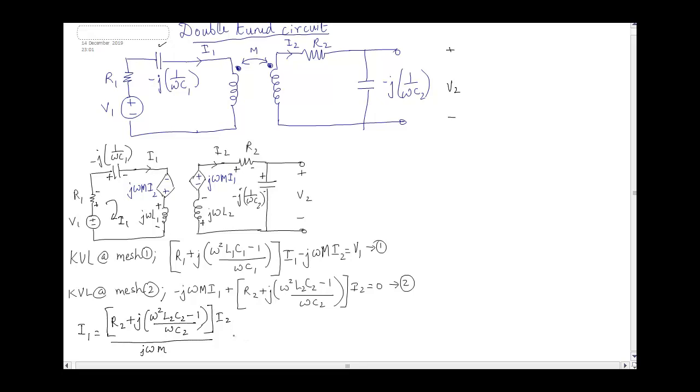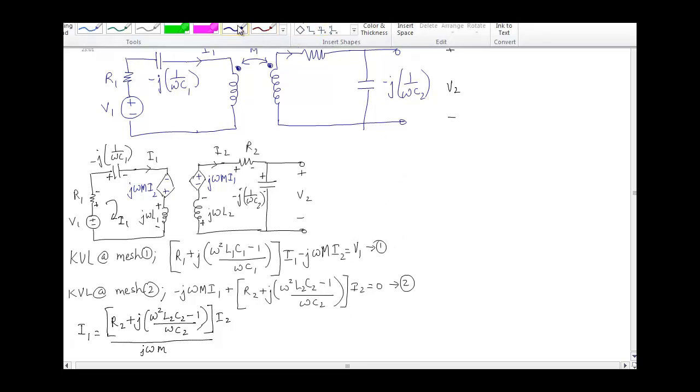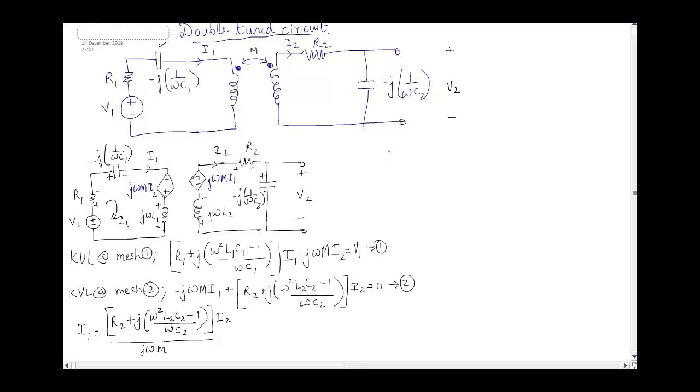Now if this equation of I1 is resubstituted into equation 1, I will get a new equation for V1. So I will write that equation here. Let me use a different color. Substituting in equation 1, I will get the equation of V1 as follows: instead of this I1, we substitute this, so the whole equation will be with respect to I2.